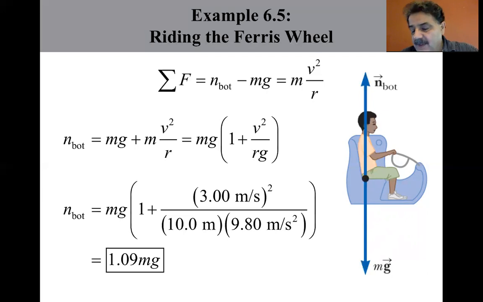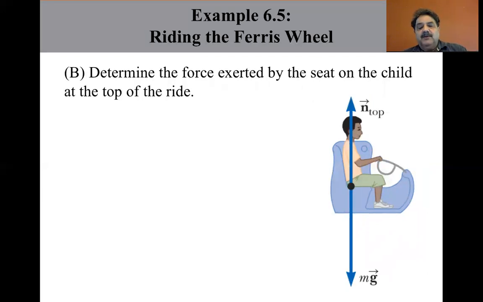Now, let's determine the force exerted by the seat on the child at the top of the ride. The diagram of forces acting on the child at the top of the ride is shown in the figure. The centripetal acceleration of the child at this point is downward, and the net downward force has a magnitude of mg minus n top.